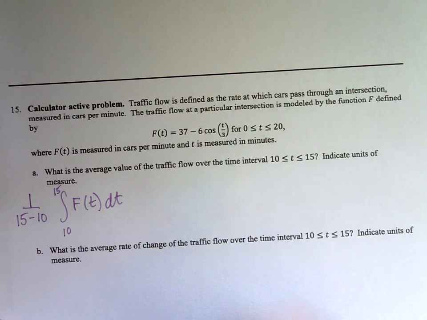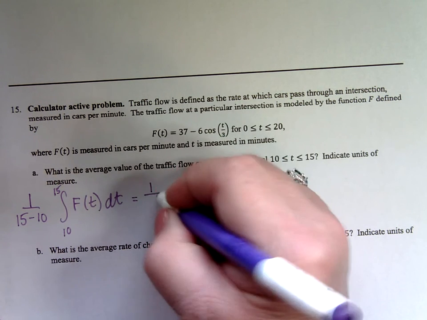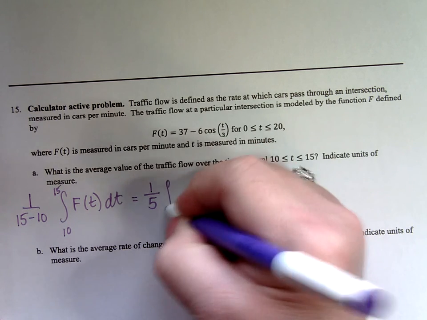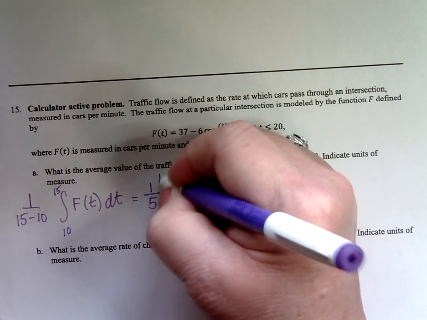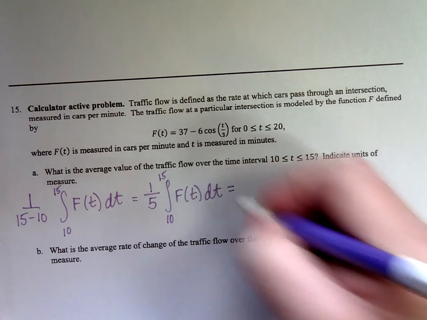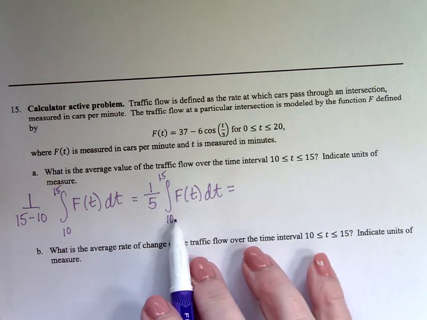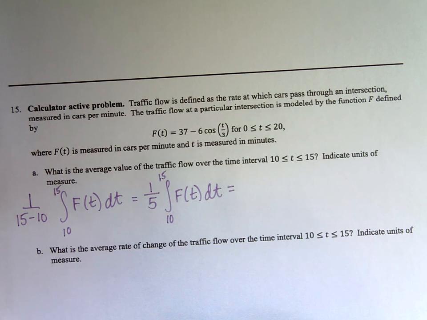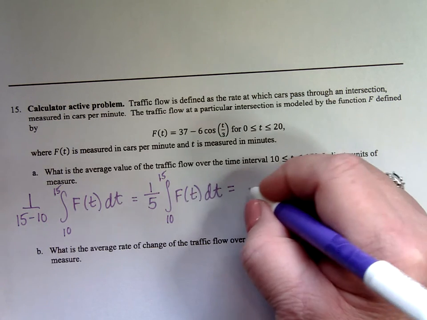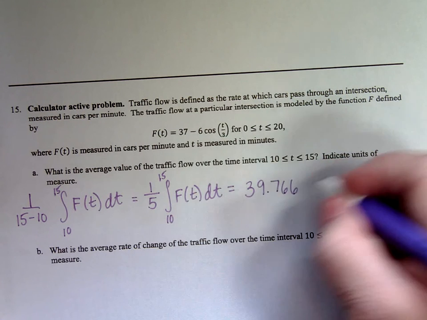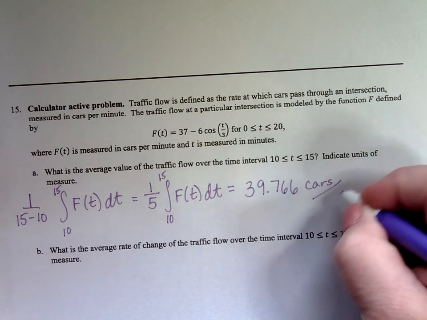All right, clean it up just a slight bit before you put it in the calculator. 15 minus 10 is 5. And so you've got the integral from 10 to 15 of your function, f of t dt. Hit the calculator and figure out that integral for this function right here. And then you are going to take it and multiply by 1/5, which is the same thing as dividing by 5. Don't forget to do that. The answer is 39.766, and that would be cars going through the intersection per minute.